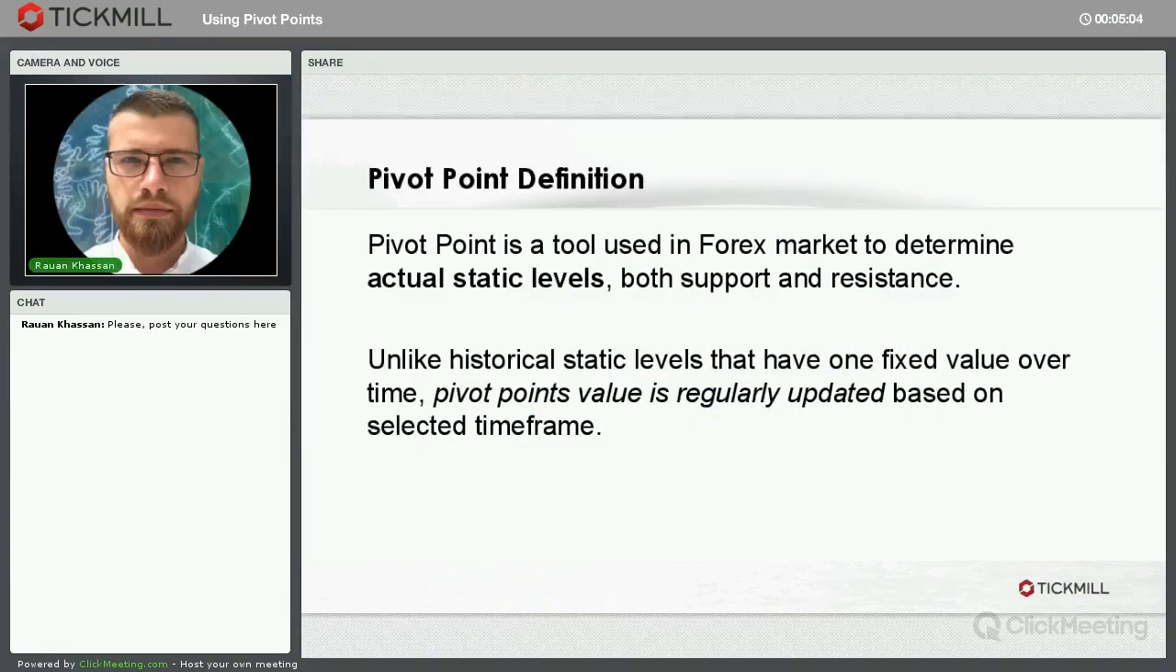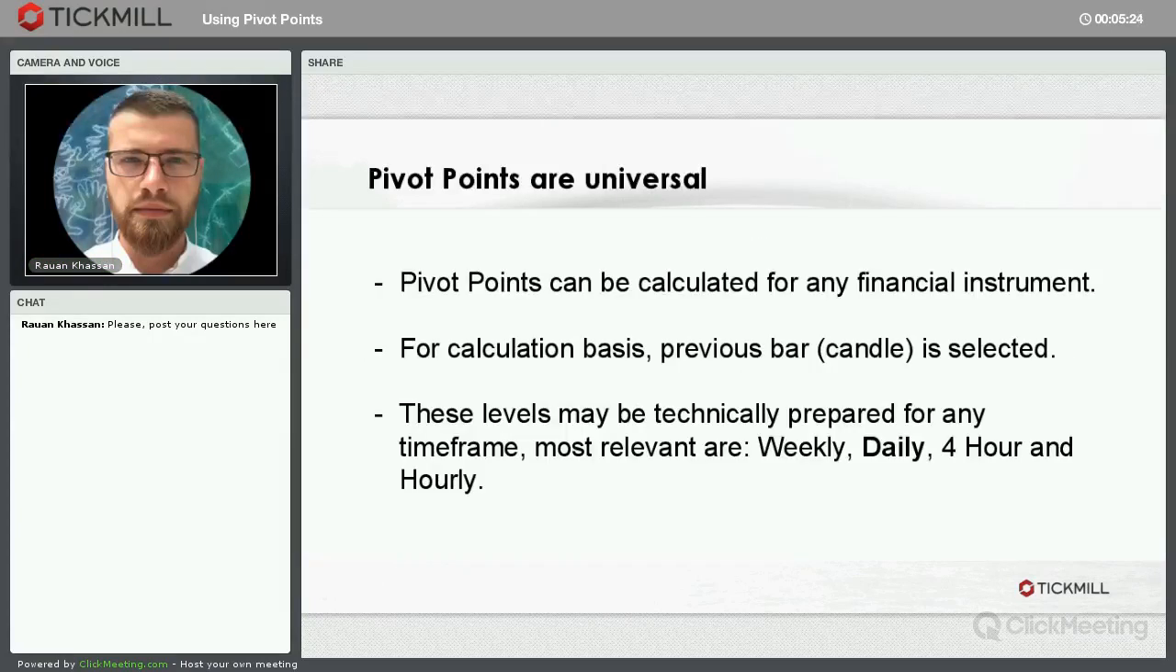As for the definition, a pivot point is a tool used in the forex market to determine actual static levels, both support and resistance. Unlike historical static levels that have one fixed value over time, a pivot point's value is regularly updated based on the selected time frame. Pivot points are universal. They can be calculated for any financial instrument. It could be a currency pair, or stocks, or index futures. All you need is just a previous bar or candle that you select as the calculation basis.